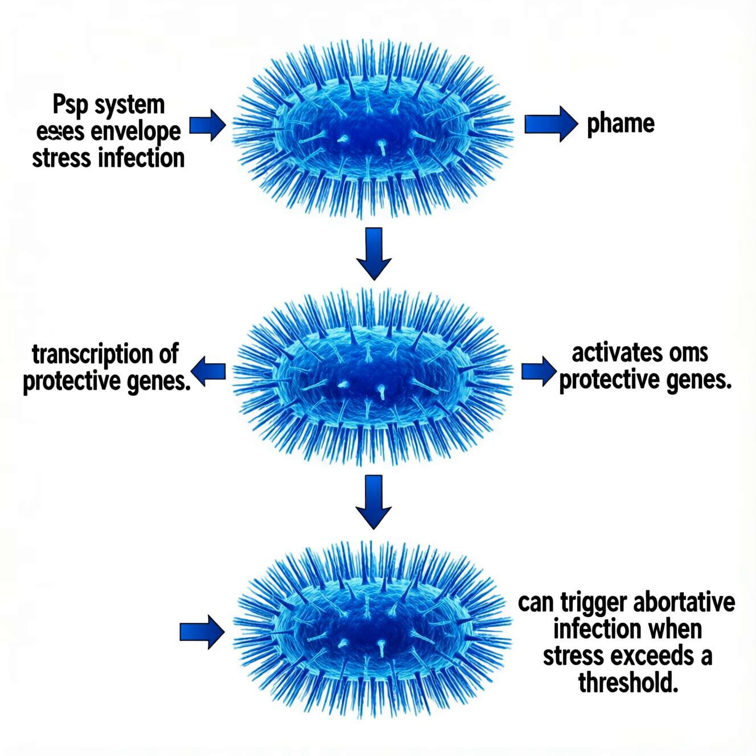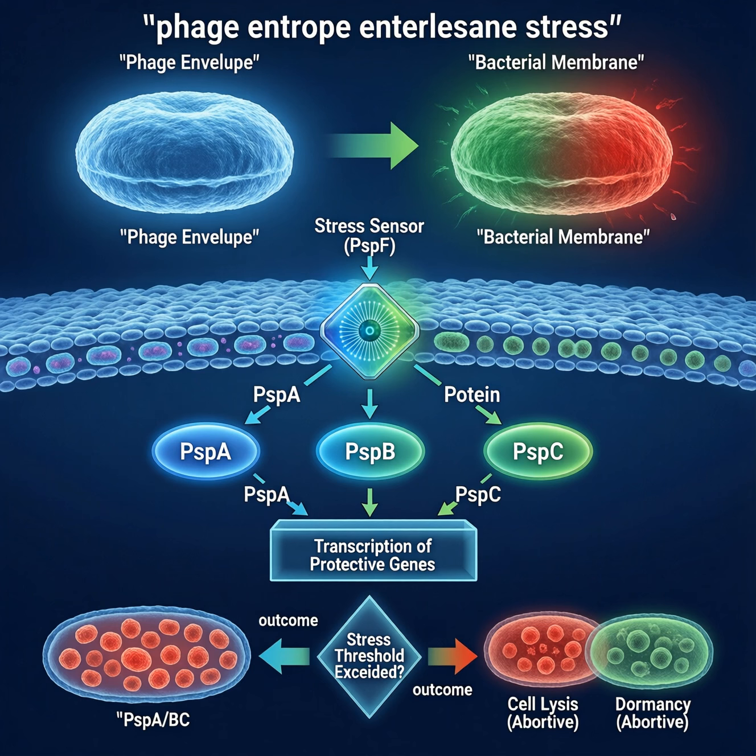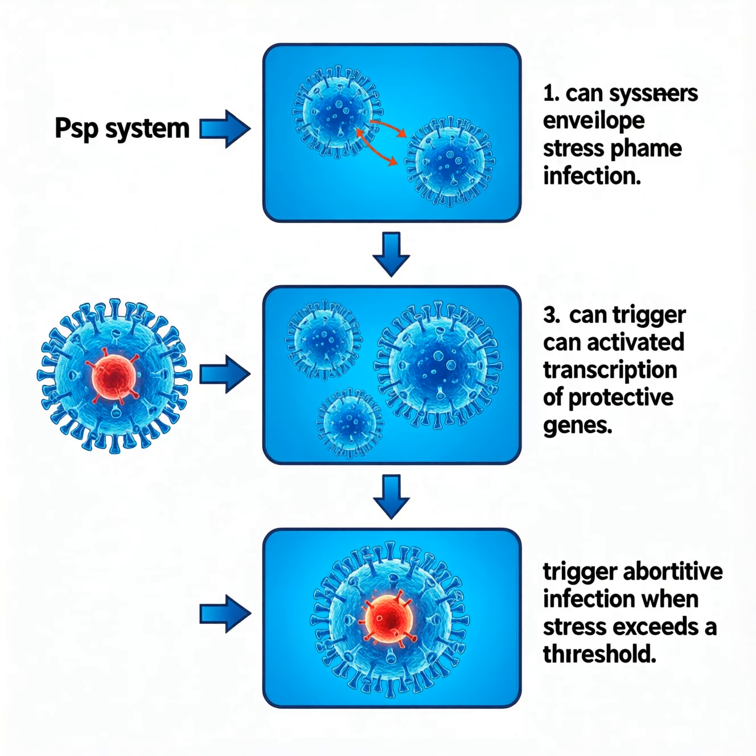If stress persists beyond a safe level, the system halts cell division. The halted state is called dormancy, preventing phage replication. Alternatively, the cell may undergo lysis to release toxic factors. These outcomes are collectively termed abortive infection. Thus, the PSB response protects bacterial populations at the cost of individual cells.